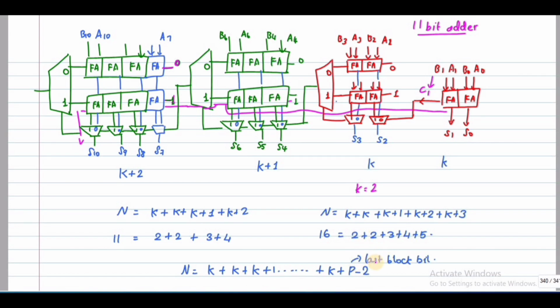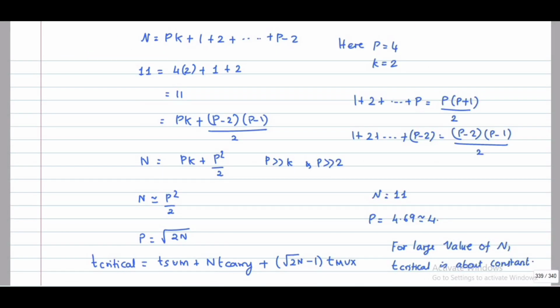For 16, n is equal to k plus up to k plus 3. So I can write n is equal to k plus 1 up to k plus p minus 2, where p is the last block bit. Since it is an 11-bit adder, the p value, the last block size, is equal to 4. So I can write this formula, n is equal to pk plus 1 plus 2 plus up to p minus 2.